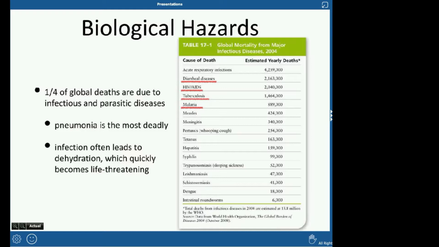And so you can see here, from infectious diseases, acute respiratory infections kill over 4 million people a year. Then diarrheal diseases, which is over 2 million. Then AIDS is 2 million. Tuberculosis is 1.4 million, and malaria is 889,000.